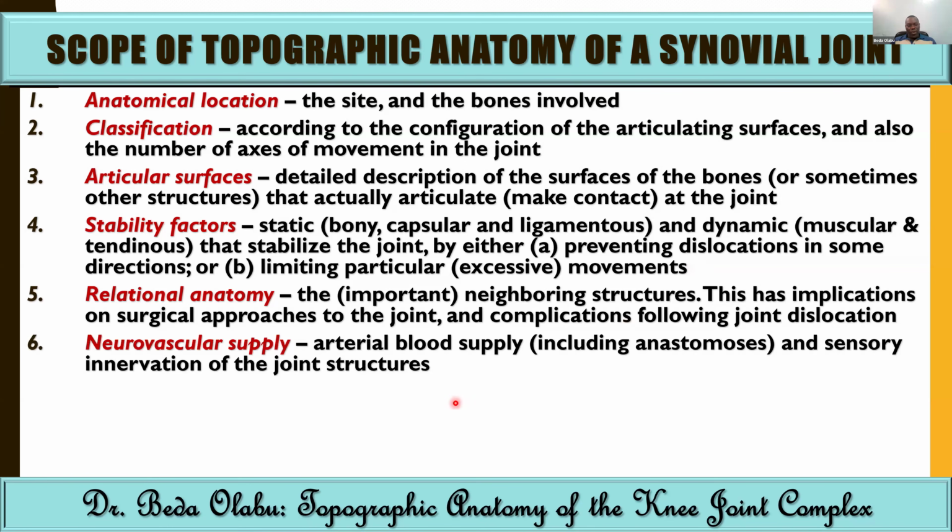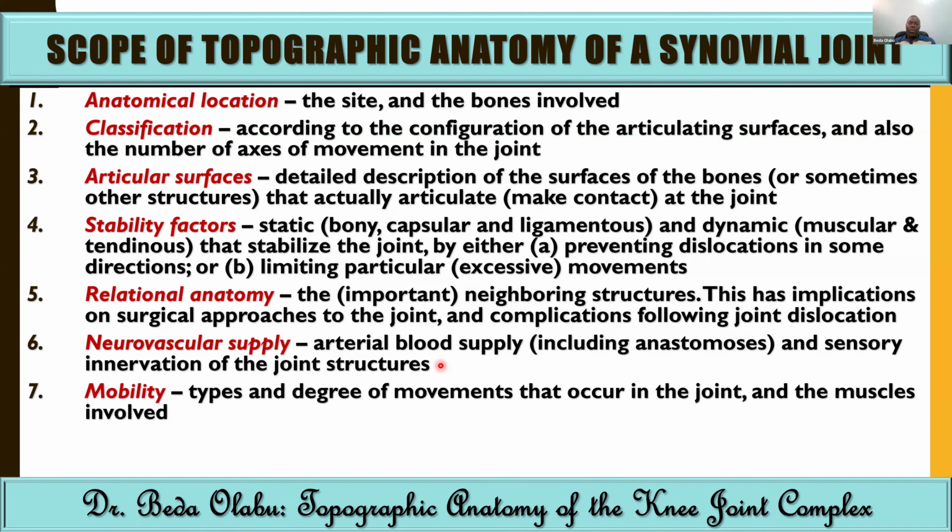Neurovascular supply of a joint will be more about the arterial blood supply and the innervation. The innervation here is predominantly the sensory innervation to the joint structures, mainly the capsule or the ligaments around the joint, or some intra-articular structures if present. We talk about that.